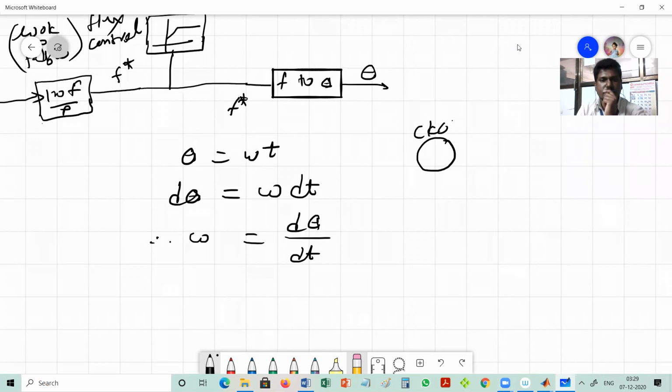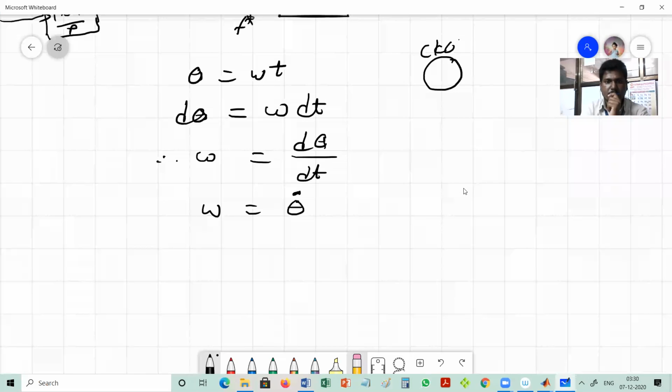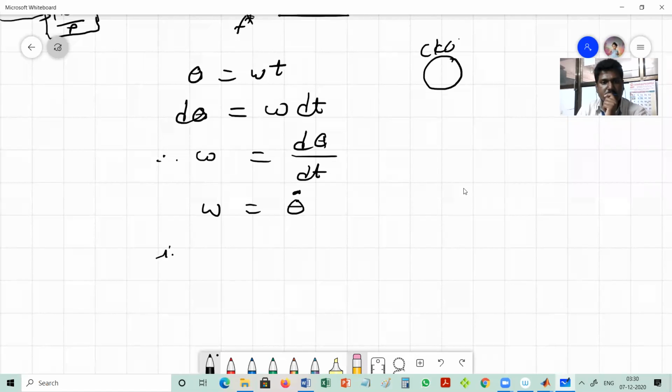We know that theta is equal to omega t. Taking derivative of both the sides, we get d theta is equal to omega dt. That is, omega is equal to d theta by dt, or omega is equal to theta dot. Theta dot is equal to d theta by dt, that is integration of omega. Taking integration of both the sides, we get theta.